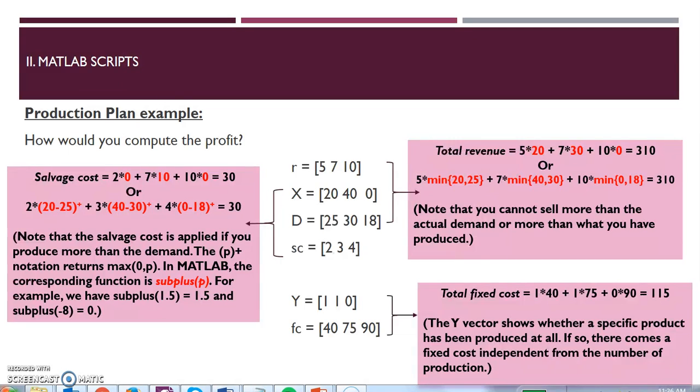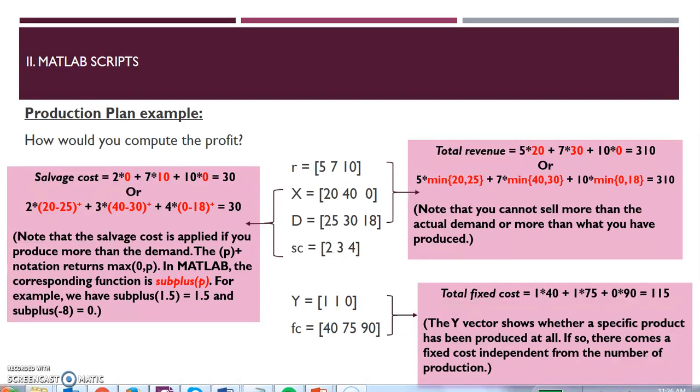Now let's talk about the total revenue. Can I simply multiply the vector x by the vector r? No. Why? Because I do not know if I have sold all the products that I have produced. I have to be careful here because, for example, producing 40 products does not mean that they all lead to revenue. According to the second element in the vector d, which is the demand vector, only 30 of this product will be sold and 10 of them will remain.